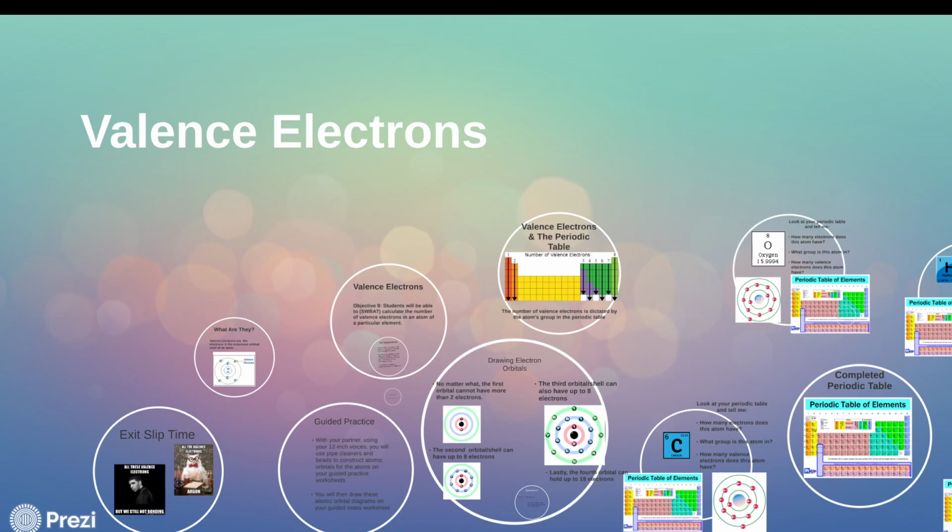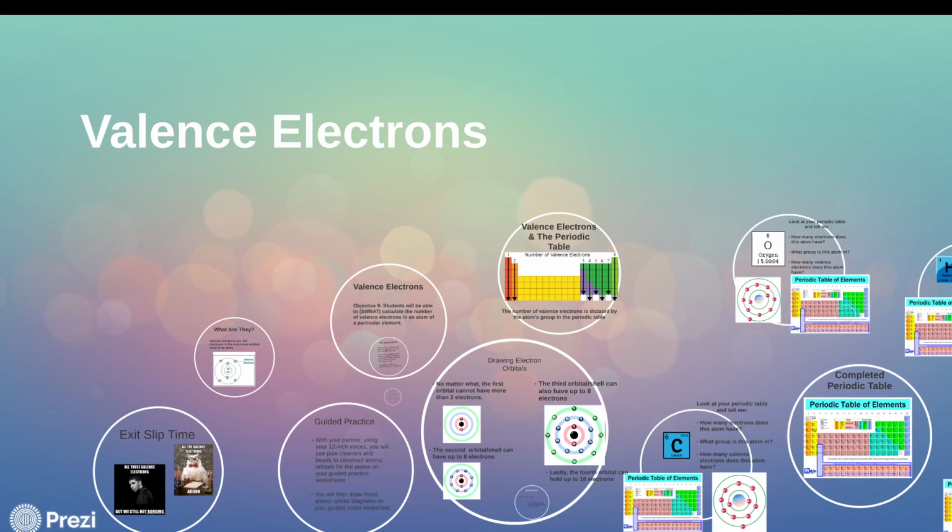Today we're going to go over valence electrons. The reason is that valence electrons are secretly the most important of the electrons. They're the ones that really determine how an element is going to bond. All the other ones are kind of just useless. They have their points, but they don't really do much at all.